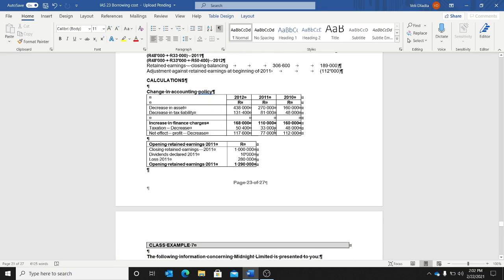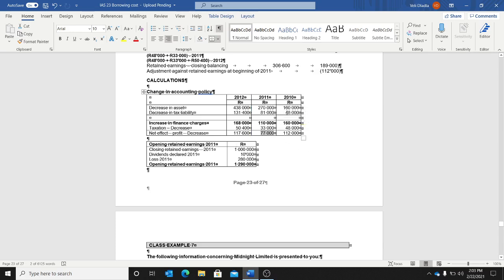What will happen in 2010? Increase your expenses, decrease the tax, then that's a net decrease. What will happen with assets? Decrease assets by 160, decrease the tax liability. Okay, now obviously if you go on now, let's look at just the income statement. The income statement will increase by 110, decrease the tax, then it's a net decrease. The direction is not changing. The direction is the same, it's not changing.